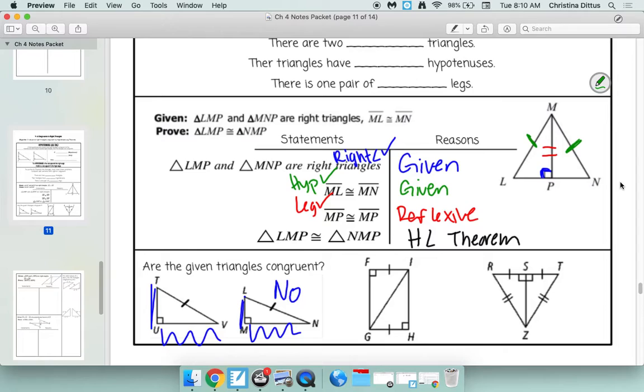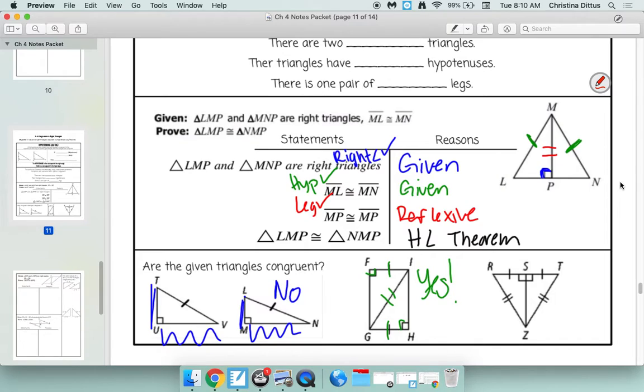Anyway, in the middle one, do I have a right angle? Yeah, right angle check. Do I have a hypotenuse? Yeah. It's not marked though, is it? No, it's this reflexive thing though. So I can still assume reflexive things. In this case, it's my hypotenuse. Do I have a leg? Yeah. So are these congruent? Yes.